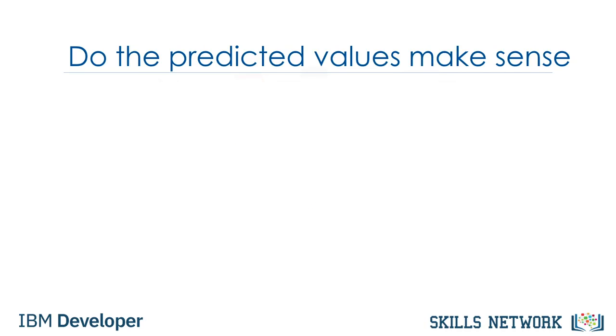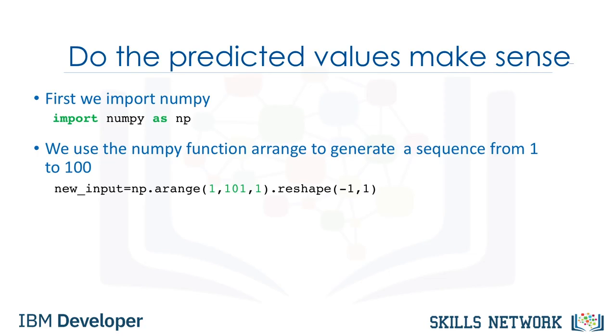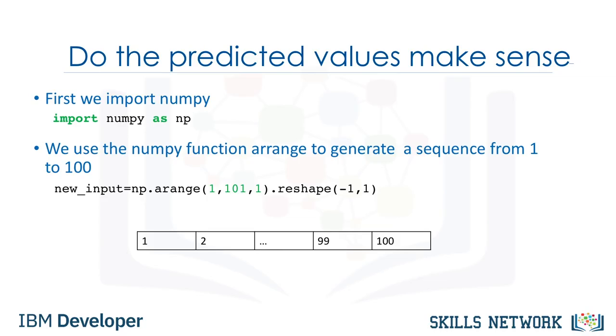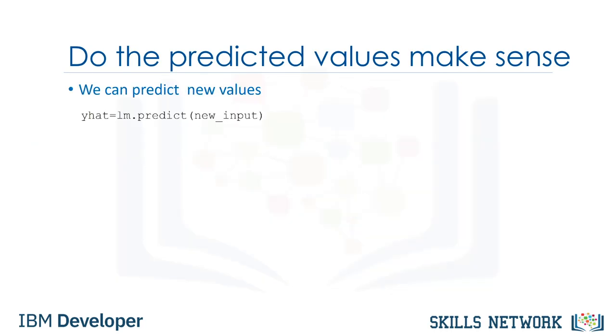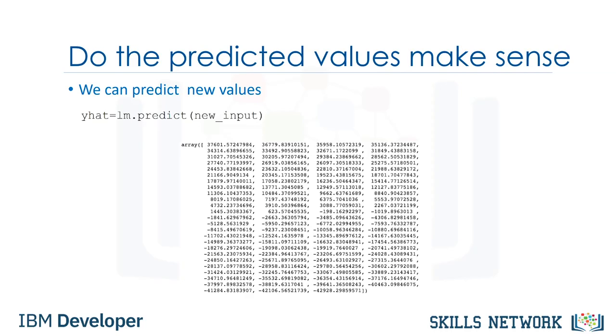To generate a sequence of values in a specified range, import NumPy, then use the NumPy arange function to generate the sequence. The sequence starts at 1 and increments by 1 till we reach 100. The first parameter is the starting point of the sequence. The second parameter is the endpoint plus 1 of the sequence. The final parameter is the step size between elements in the sequence. In this case, it's 1, so we increment the sequence one step at a time, from 1 to 2, and so on. We can use the output to predict new values. The output is a NumPy array. Many of the values are negative.